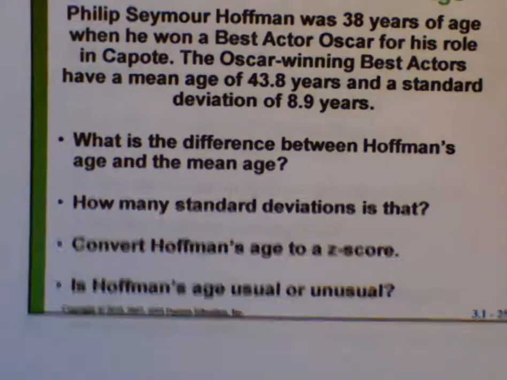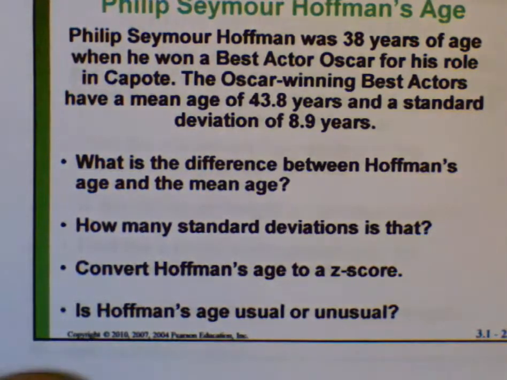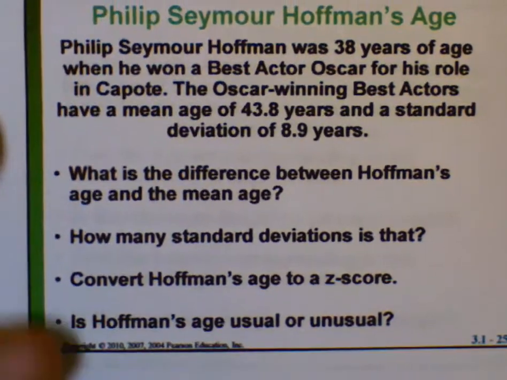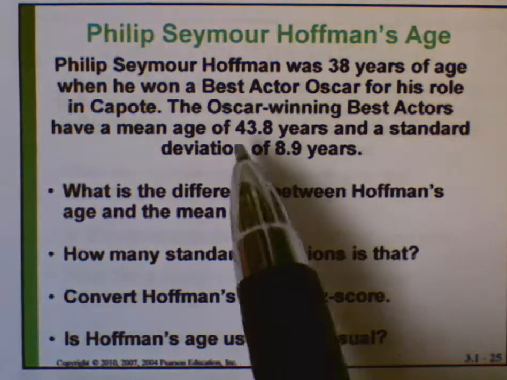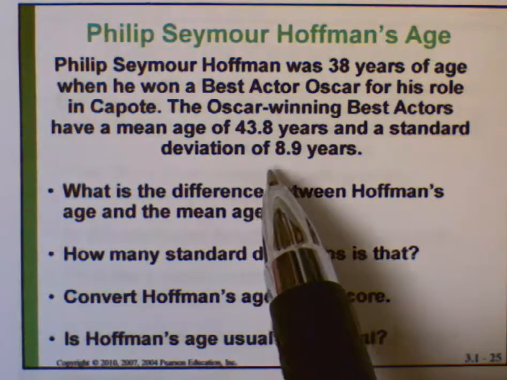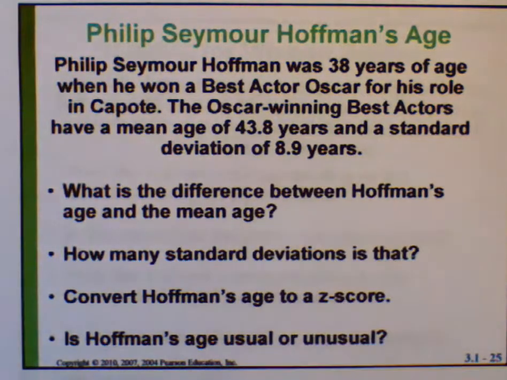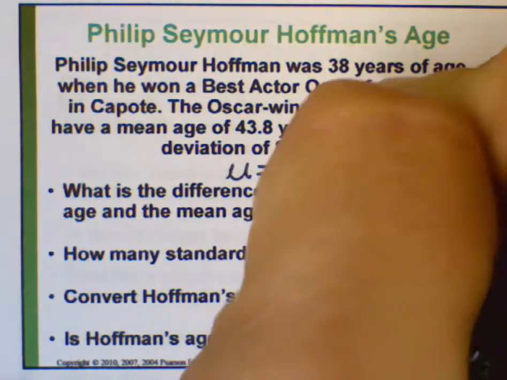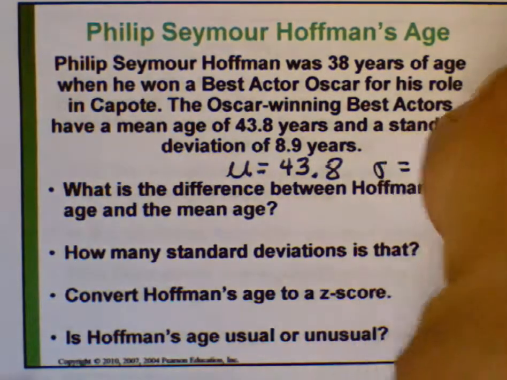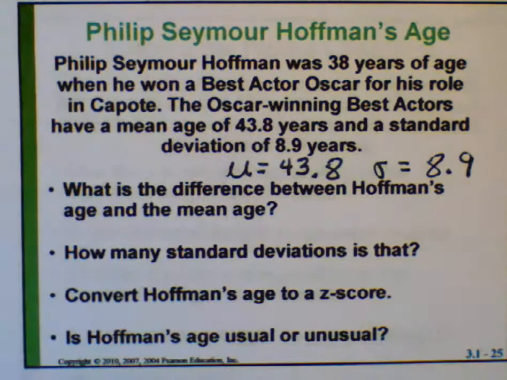Philip Seymour Hoffman won the Best Actor Oscar in Capote when he was 38 years old. That's a little bit younger than average. The average Best Actor Oscar winner is 43.8 years, and standard deviation is about 9 years, 8.9 years. That's for the entire population of Oscar-winning Best Actors. So that's a population mean of 43.8 and a population standard deviation of 8.9.